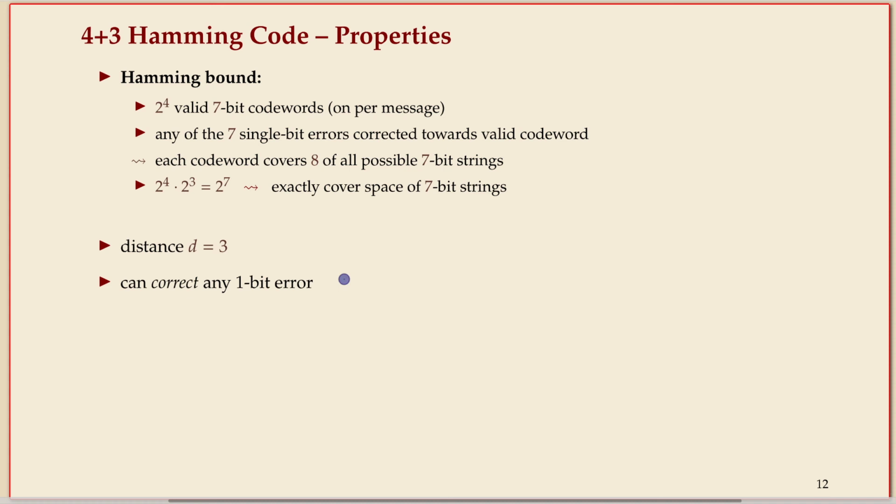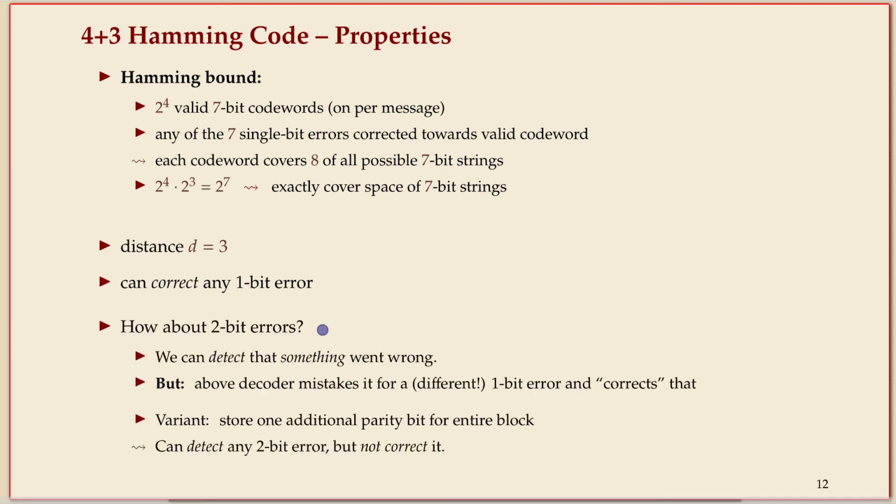So code distance is 3. We can correct 1-bit errors. Can we say anything intelligent about 2-bit errors? The thing is, what would happen in the code like I sketched it is we can definitely see that something's wrong. With 2-bit errors, we don't get another code word. But if you're 2 away from your code word, you're 1 away from another code word. And so you would correct towards this other code word. So the code would happily say, oh, that was a 1-bit error, and I know how to correct it. Here's the correct result, if actually 2 bits were flipped.